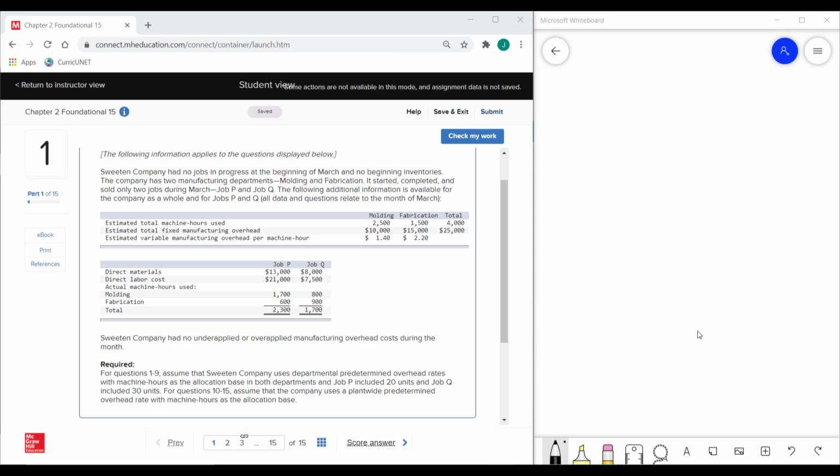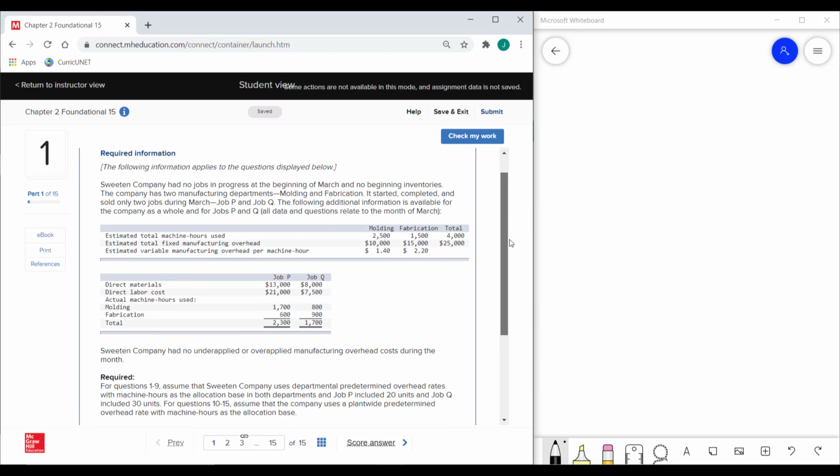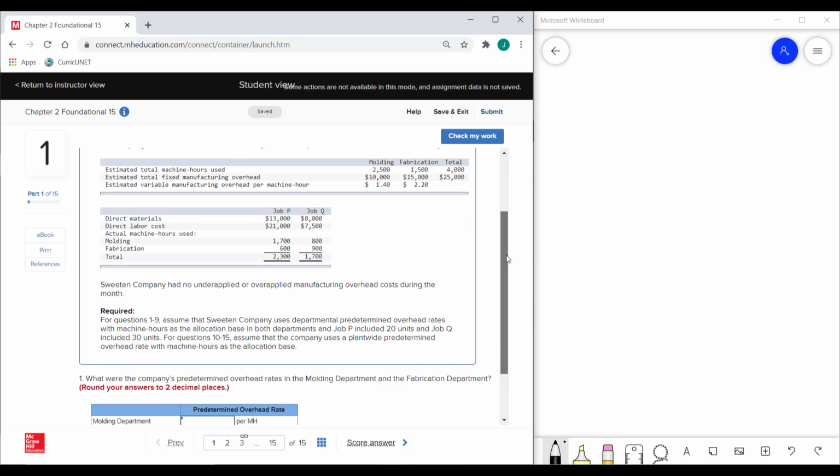Hi class, in this video we're going to be doing the Foundational 15 for Chapter 2. I'm doing this right out of Connect, and I have a little bit of whiteboard space here to the right where I'll be doing the work.